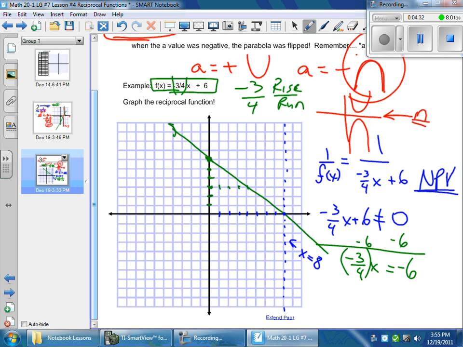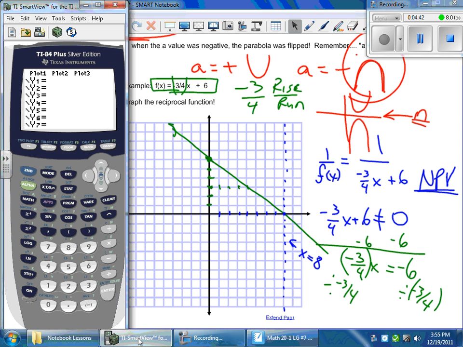Now, we're going to divide each side by negative 3/4. Divide by negative 3/4. Now, if you can't do that, I'll prove something to you. Bring up the calculator. Here we go. Okay, let's go over to here. Okay, there it is. Second quit.